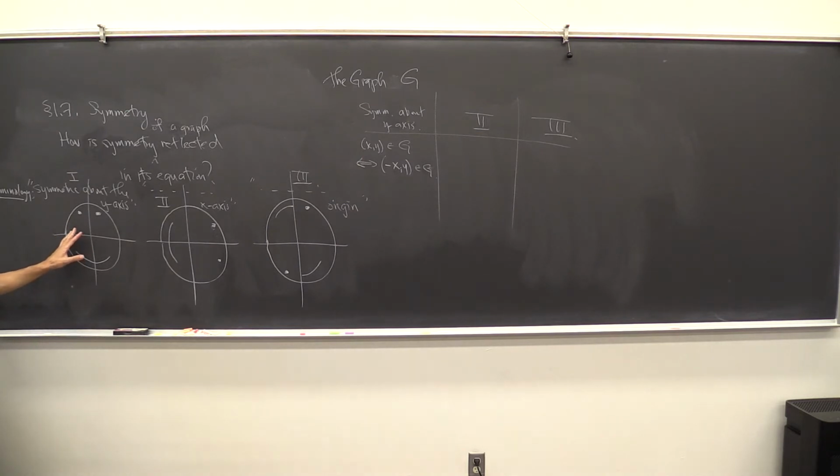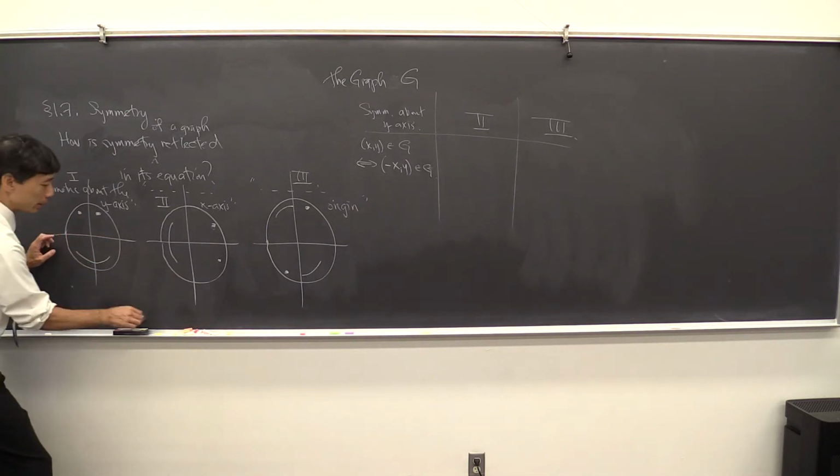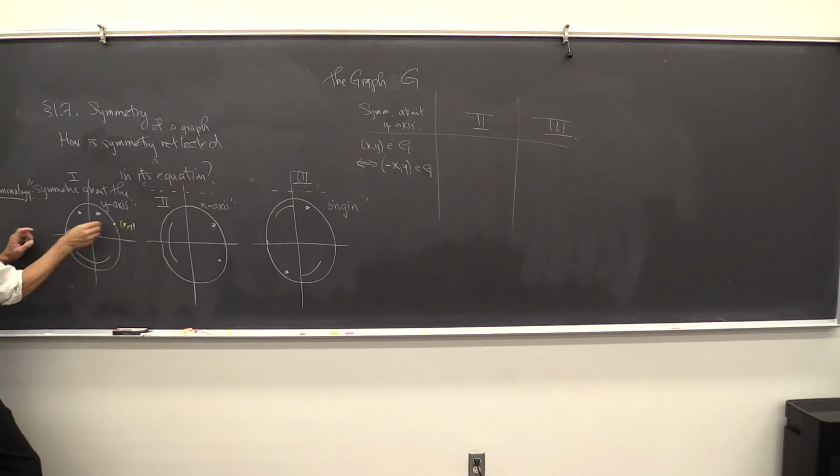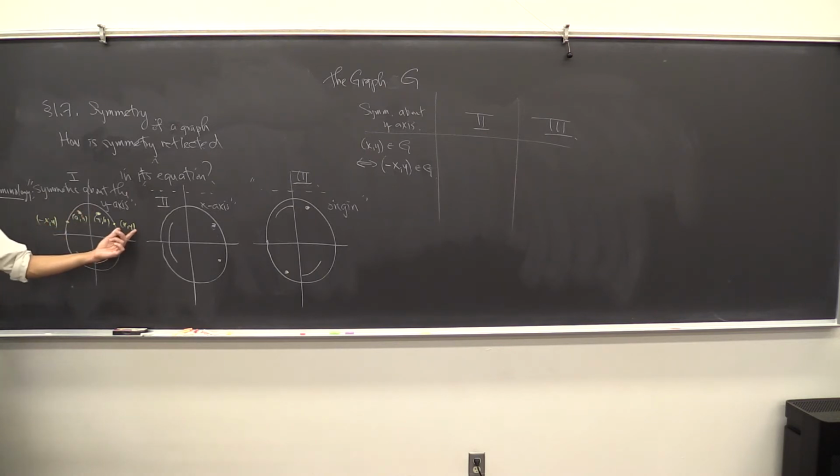You guys see that? I hope you understand that. If I take this point on the graph, this point is x, y, and you notice that the corresponding point, negative x, y, is also on the graph. If this point is a, b, then this point, negative a, b, is also on the graph. Every point with coordinates x, y corresponds to a point negative x, y on the other side, so it has this symmetry.